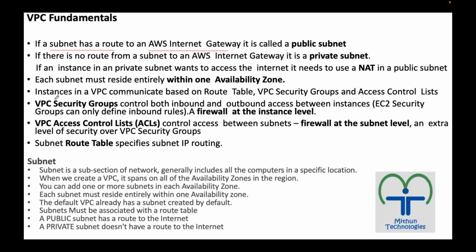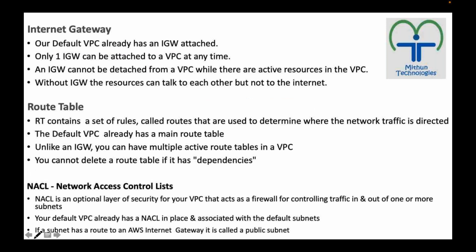So the instances, the servers in a VPC, will communicate based on what? Based on the route table, based on the security groups. As I already told, will the servers in the same VPC be able to communicate with each other without internet because of the same network? Local. Yes. So I already explained what is subnet, what is IGW.